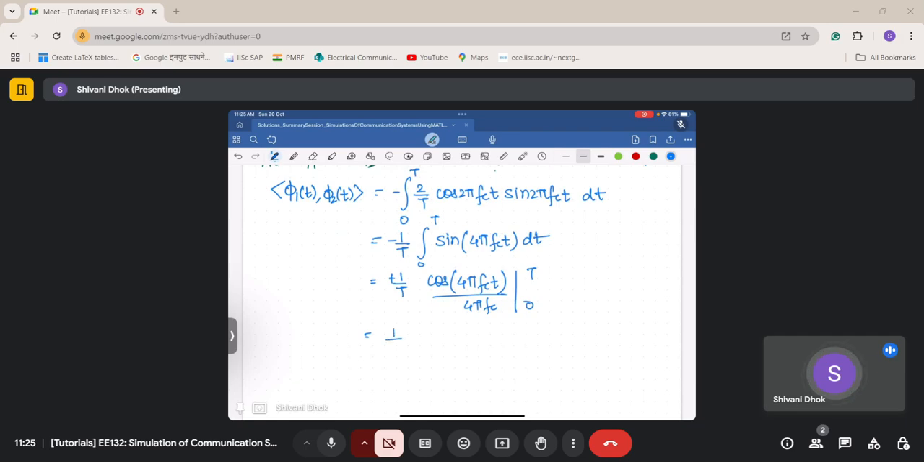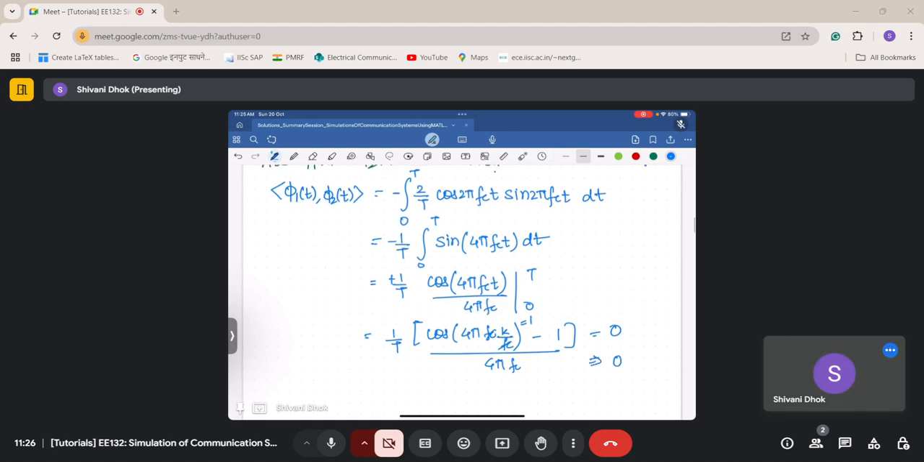This is equal to 1 by T, then you have cos of 4 pi k, where capital T is k by fc, minus 1 upon 4 pi fc. Since this is an integer multiple of 4 pi, the cosine is also equal to 1, so this comes out to be equal to 0. Okay, so now we have that these are orthogonal.